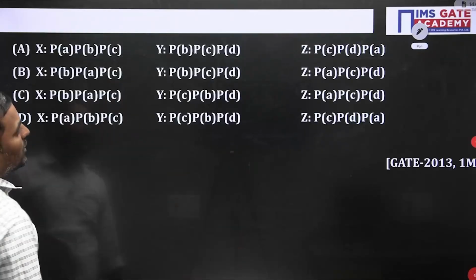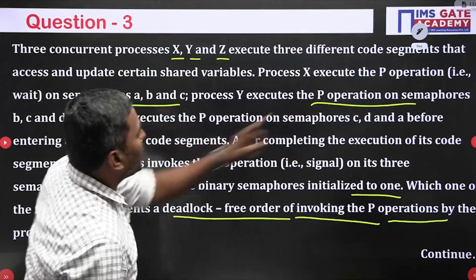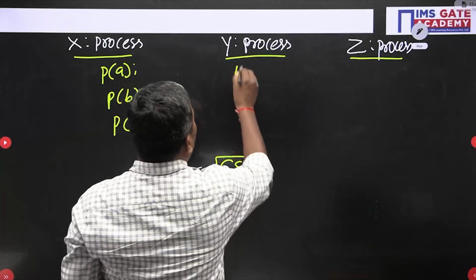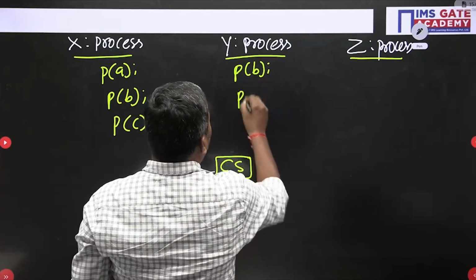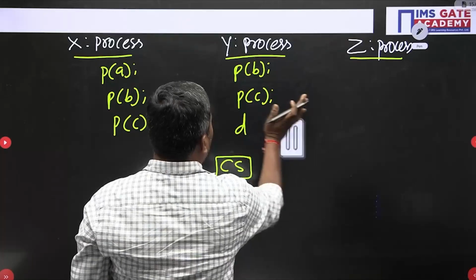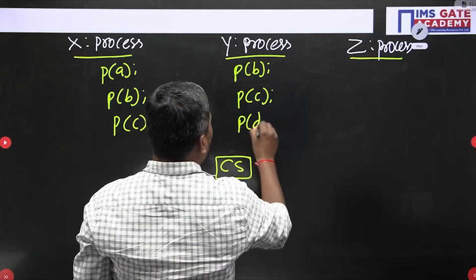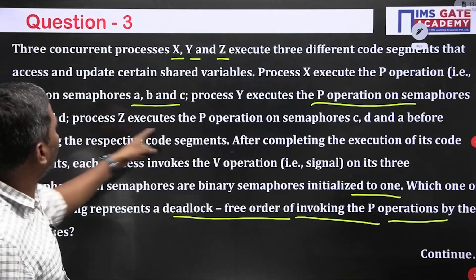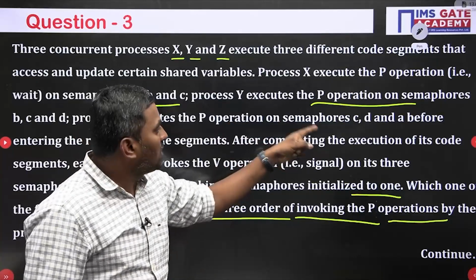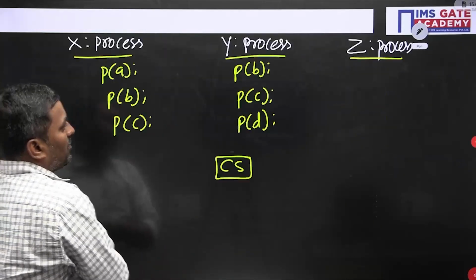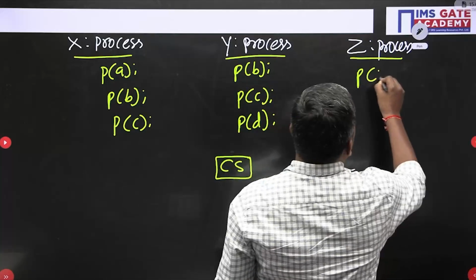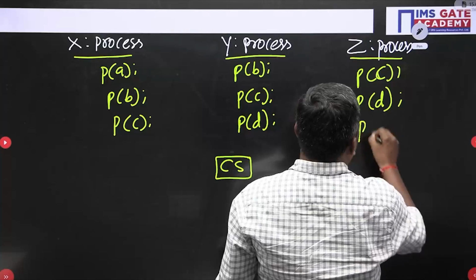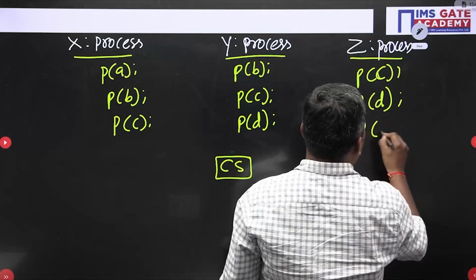Similarly for the Y process: P of B, P of C and P of D. Then the Z process executes the P operation on semaphores C, D, A: down on C, down on D, down on A.